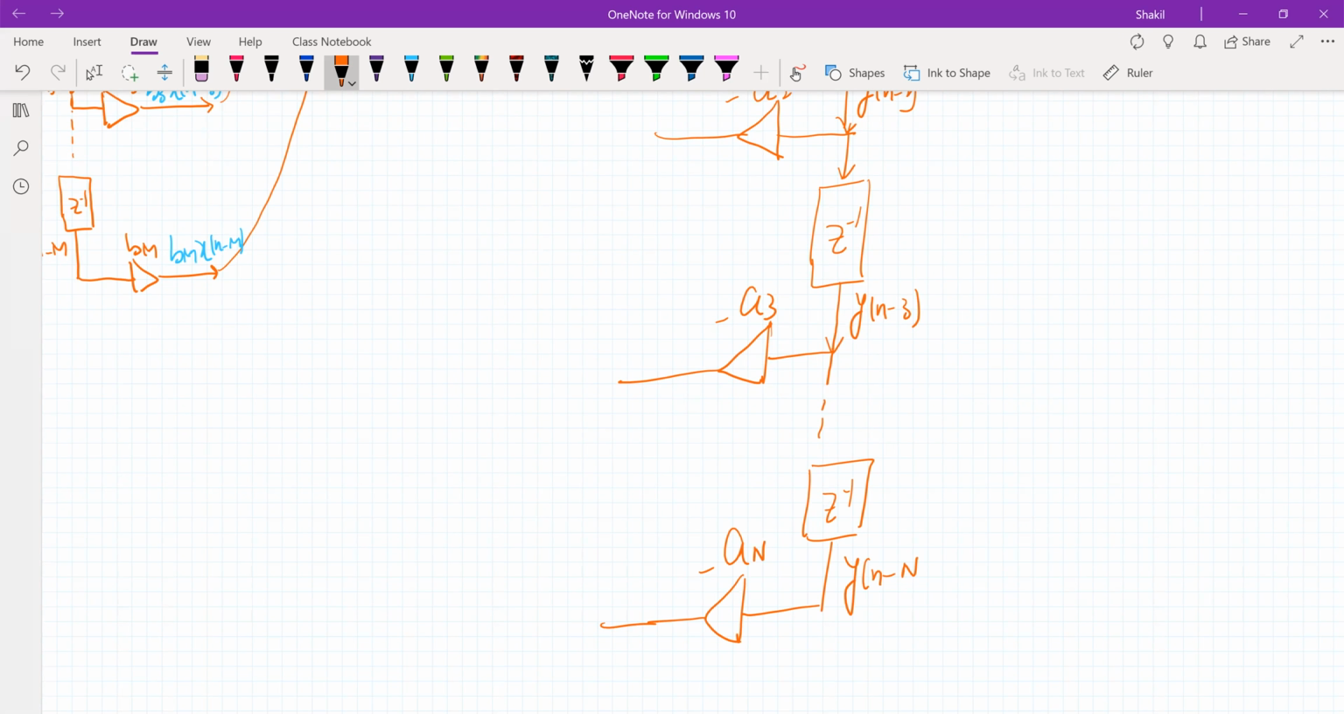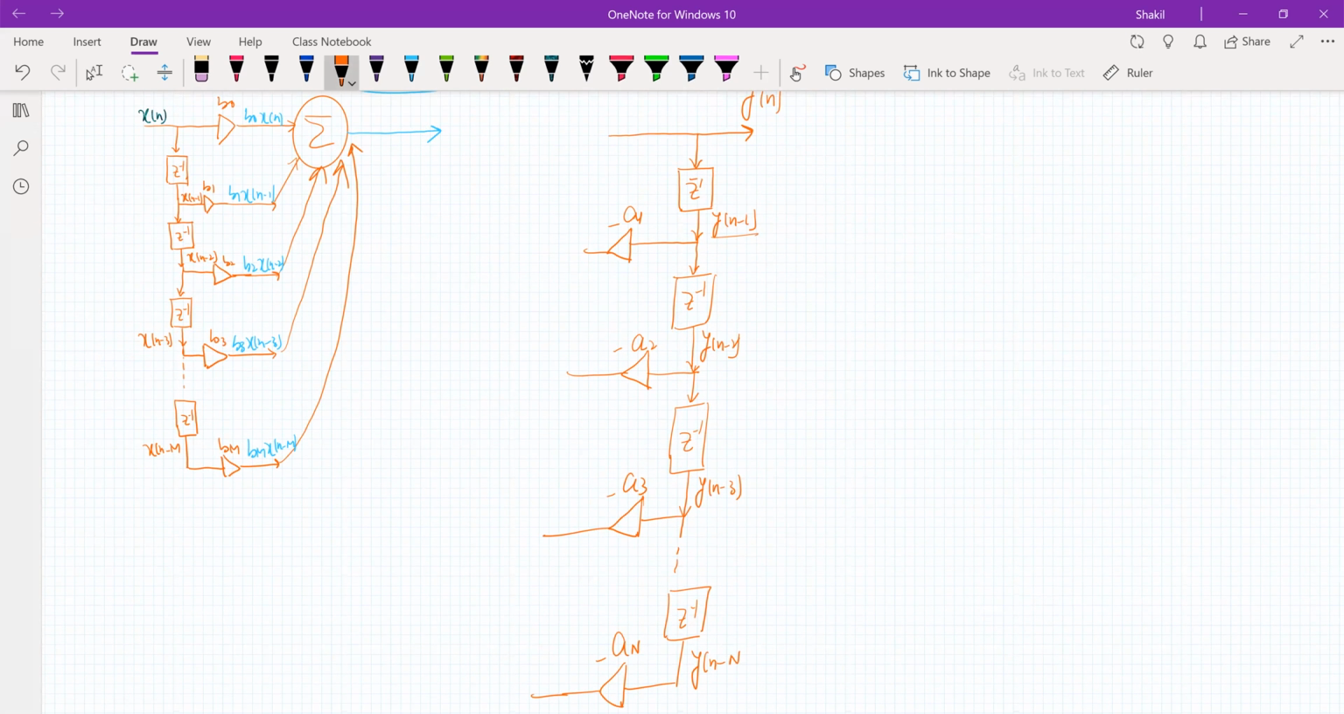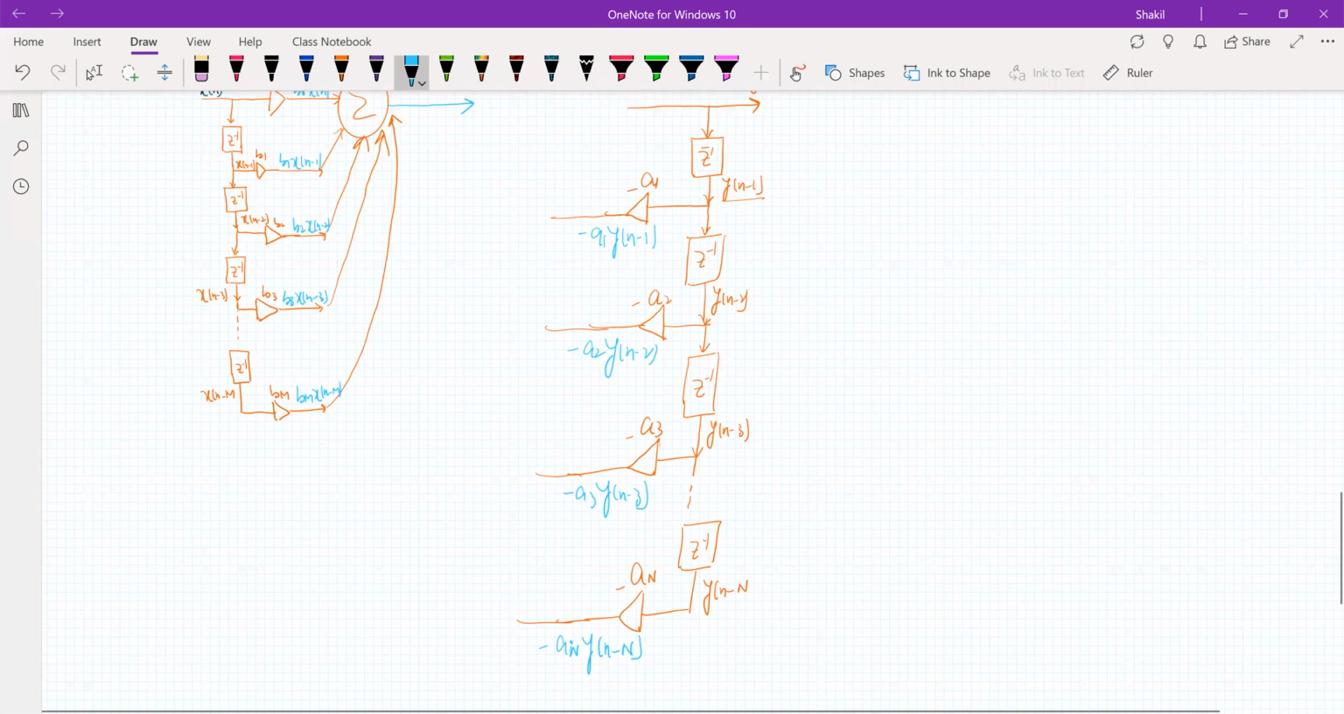So what I have here are these multiplication constants. The signal available at this is minus a1 y of n minus 1, minus a2 y of n minus 2, minus a3 y of n minus 3, minus an y of n minus n. Right? So now I will add these.